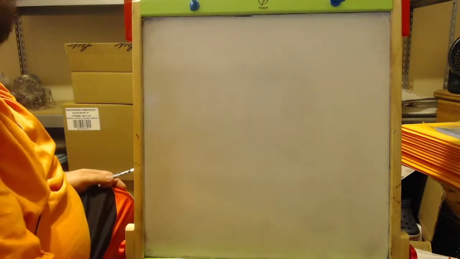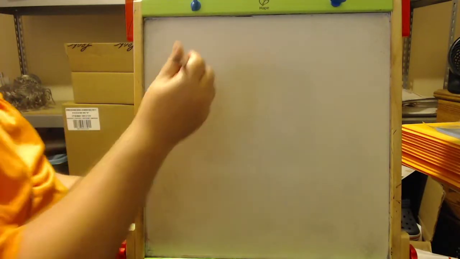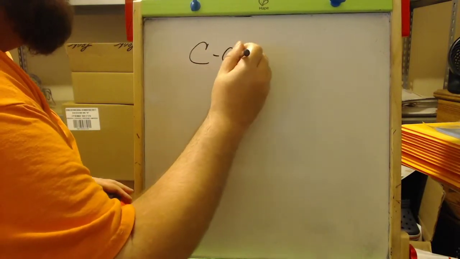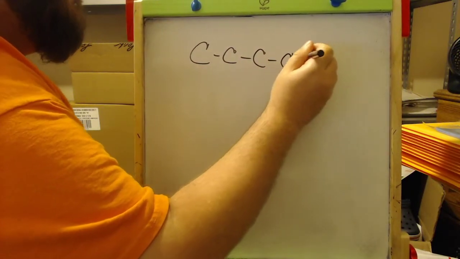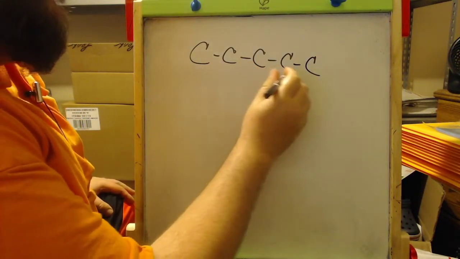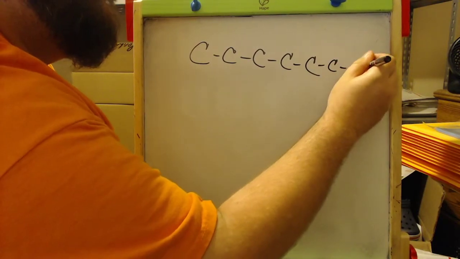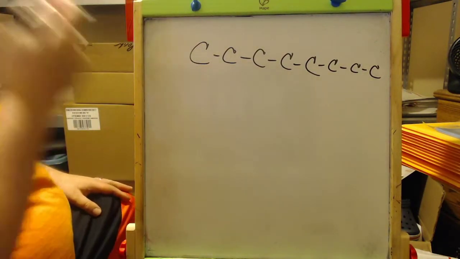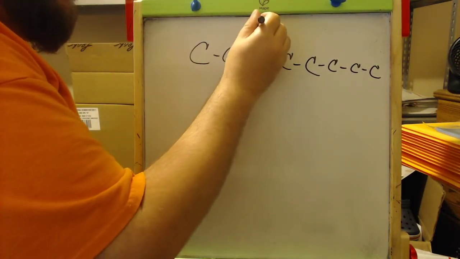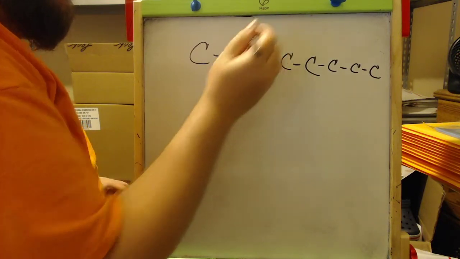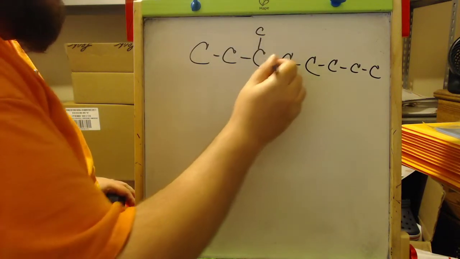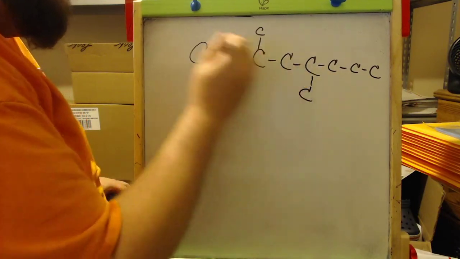So, let's try something else. Let's do this. We'll go back to this way. 1, 2, 3, 4, 5, 6, 7, 8. And let's say we do off of this one, we have that. And off of this one we have that. And we go.